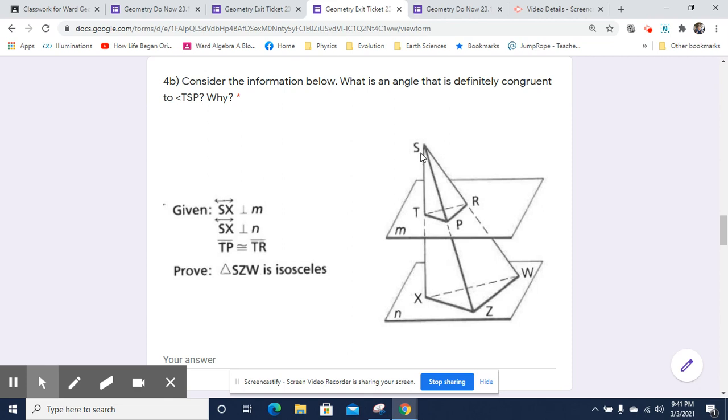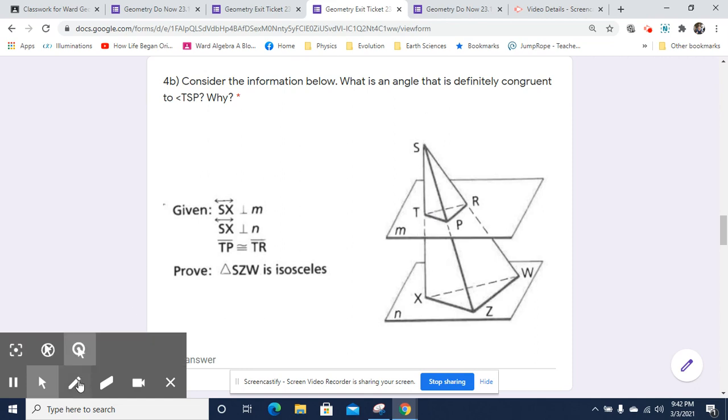All right, so what's an angle that's definitely congruent to TSP? Well, since TP and TR are congruent, you are going to be able to prove that STP and STR are congruent because ST is congruent to itself. TP is perpendicular to ST, and TR is perpendicular to ST because they go through the foot of the line SX, which is perpendicular to plane M.